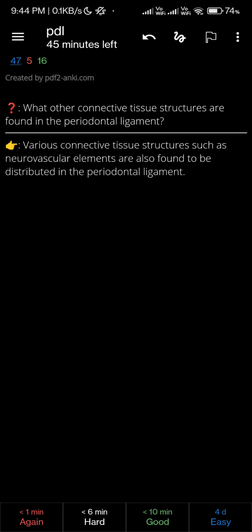What are the connective tissues found in the periodontal ligament? We have neurovascular elements. All the connective tissue structures present in the periodontal ligament, such as neurovascular elements, are also found in the periodontal ligament.